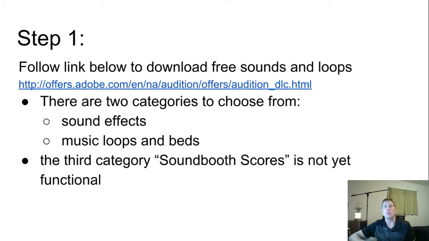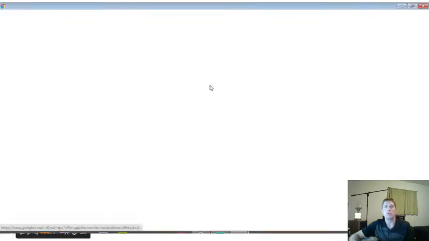So if you follow the link below, you can download your free sounds and loops. There's 2 categories to choose from: sound effects, music loops, and beds. The third one, sound booth scores, is not yet functional. So let's go ahead and click on that.